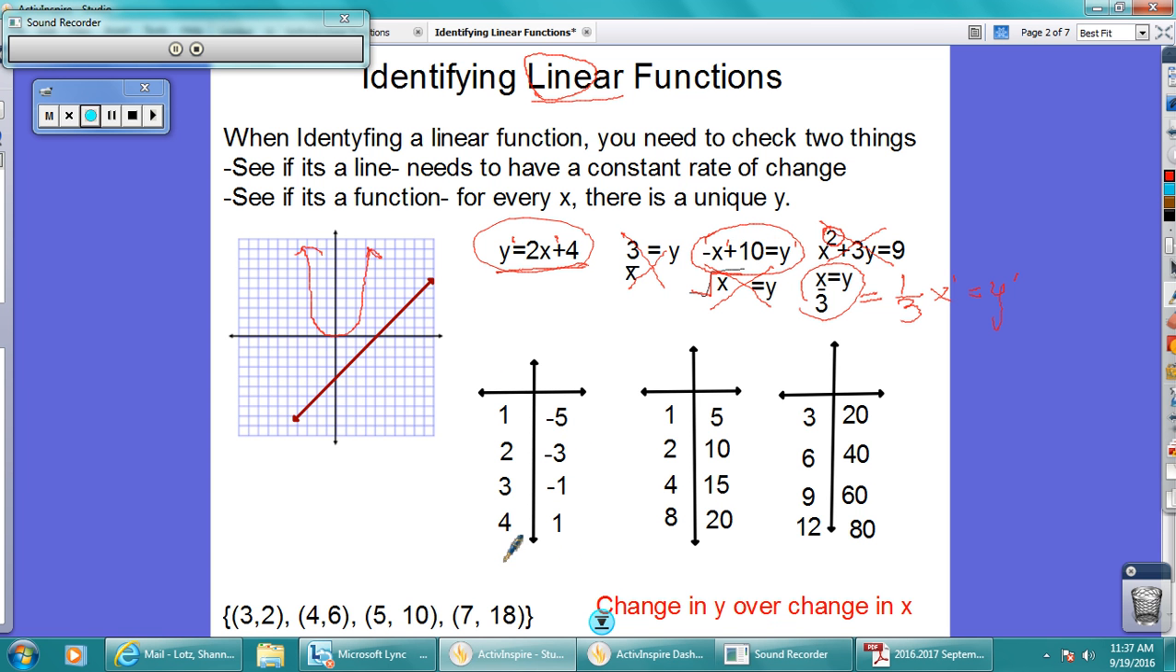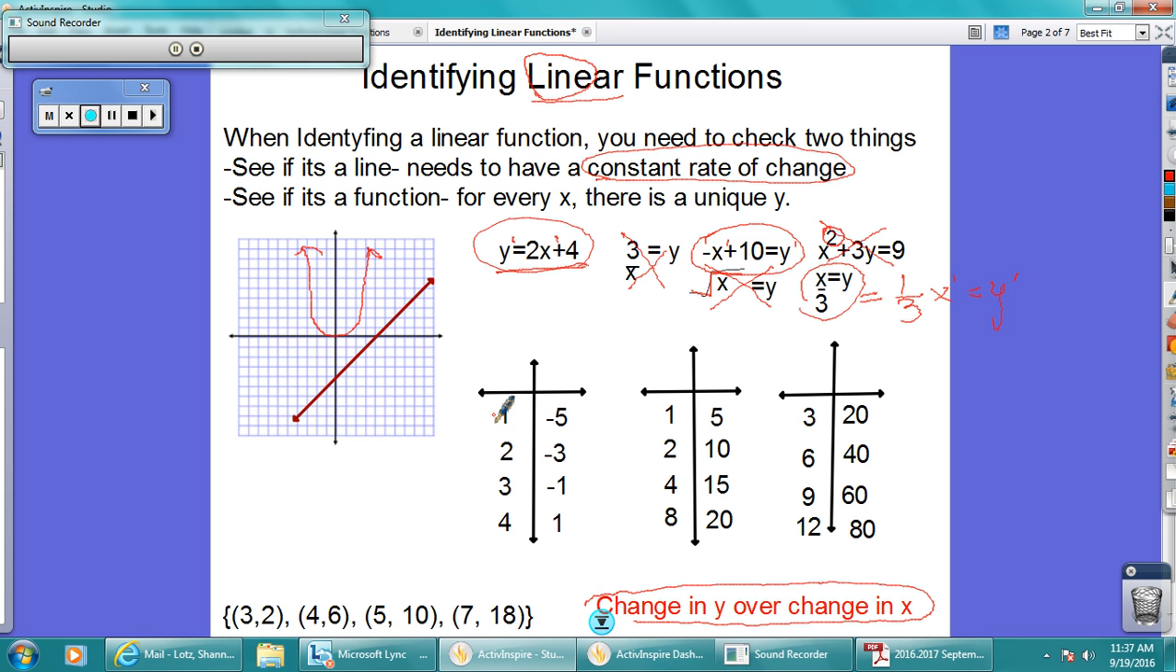Okay, so now we have some tables here. Now this is when we're going to talk about this constant rate of change. What a constant rate of change means is the change in the x's and the change in the y's. So that's what this is down here: your change in y over your change in x.